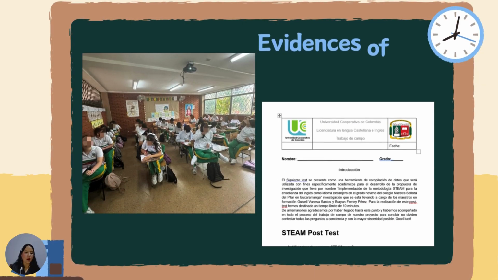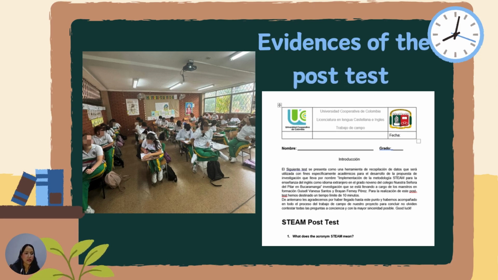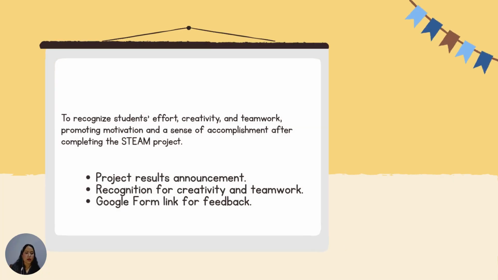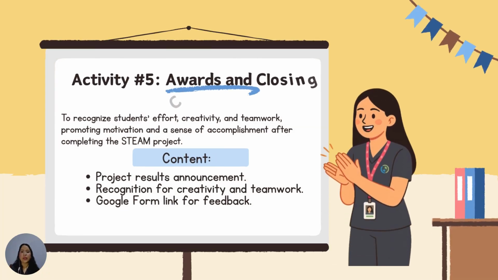And we have here the evidence where the students were taking their post test, and this is a short part of our post test that has questions about STEAM and questions about English vocabulary and grammar. Then after that, we pass to activity number 5.